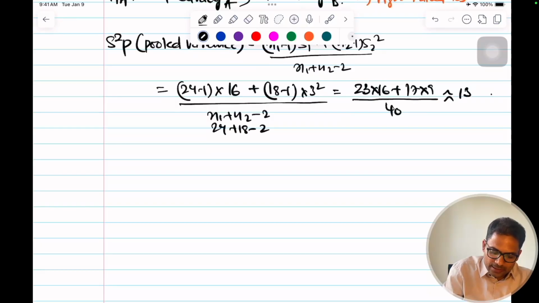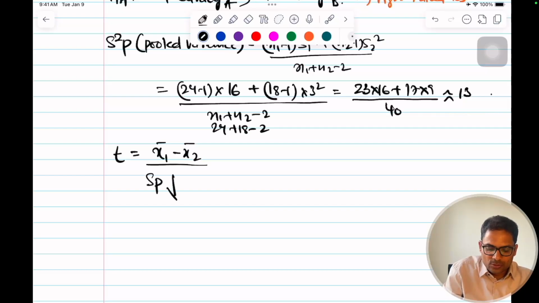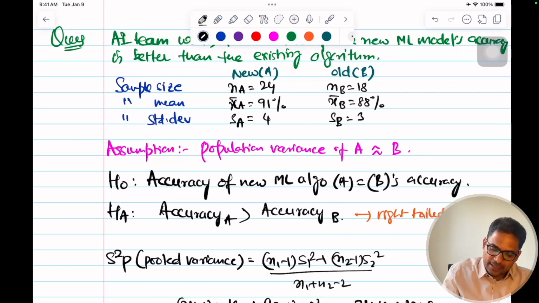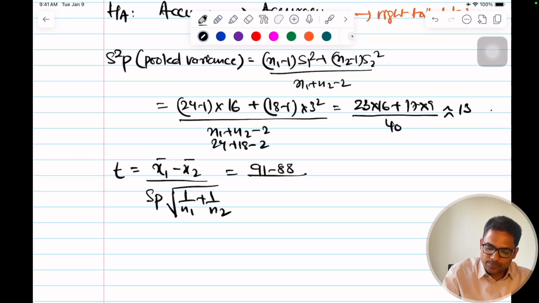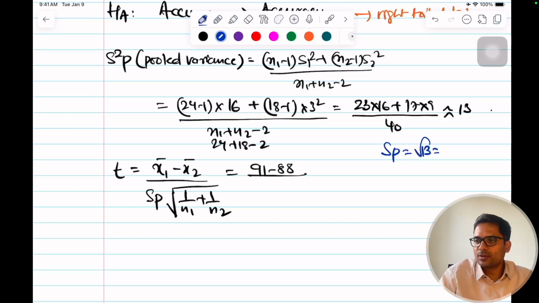And then the test statistic says that this will be x1 bar minus x2 bar by pooled SP into square root of 1 by n1 plus 1 by n2. Let's put the numbers. First mean is 91, second is 88. So this is 91 minus 88 by SP, where S square P is 13, so SP is equal to square root of 13, which is approximately equal to 3.6.